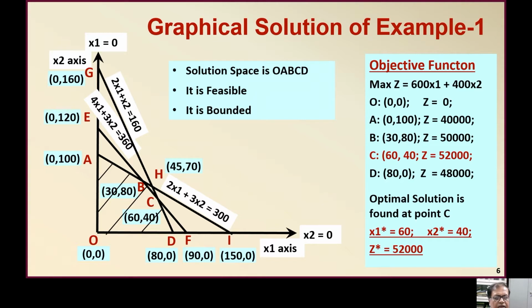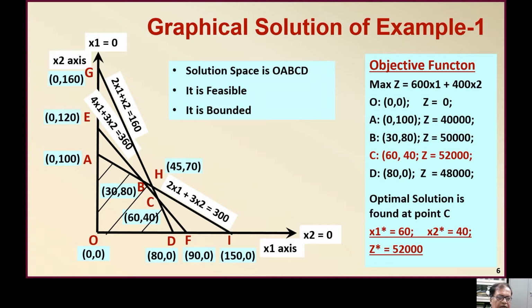So this is 4x1 plus 3x2 equal to 360. Why is this the line? Because if you put x1 equal to 0, then x2 should be 120. So 0, 120 is a point. And if you put x2 equal to 0, then x1 should be equal to 90. So that would give this line as one of the constraint lines. If you put 0, 0, then it is satisfied. That means 4x1 plus 3x2 less than or equal to 360 would be this side.